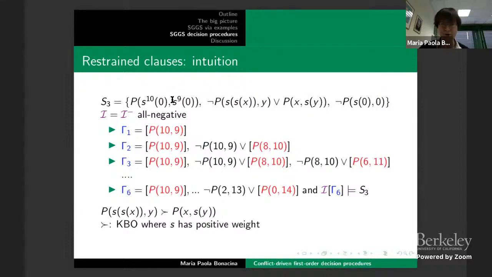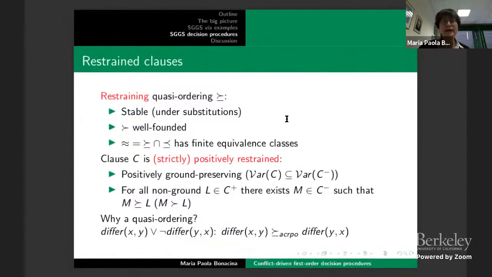to satisfy the first clause, then the following SGGS extensions will generate the instances of the second clause needed to satisfy it. So, for example, unifying P(10, -9) with the negative literal of the second clause, we get P(8, -10), and then we get P(6, -11), and so on until we find P(0, -14) and the process terminates, and the last interpretation is a model of these clauses.